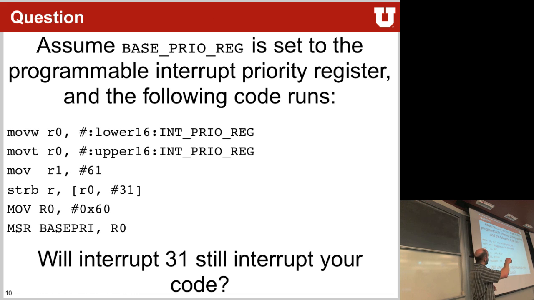We write the priority register into R0. So let's assume this is pointing into the priority register of a certain interrupt, in this case interrupt number 31. Then we write 61 into that.